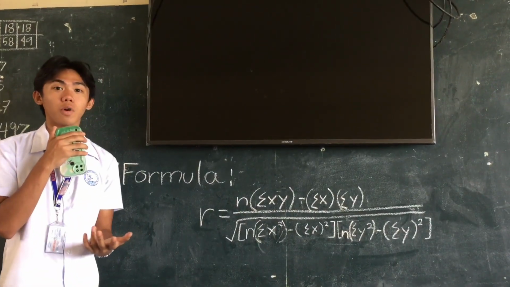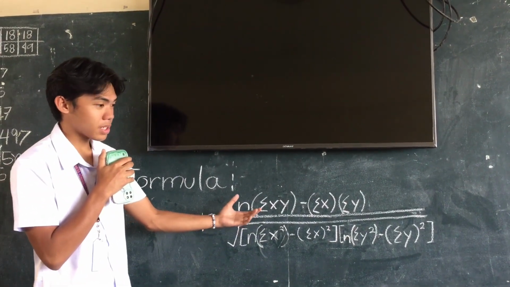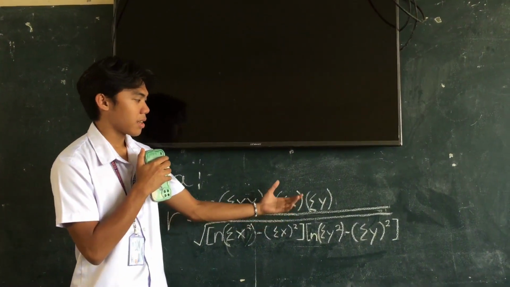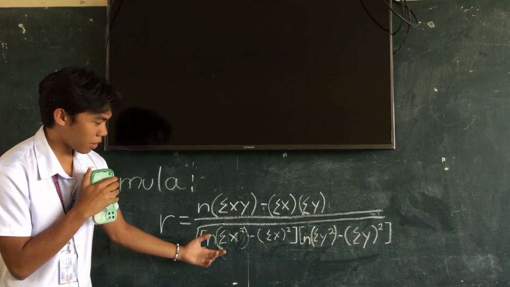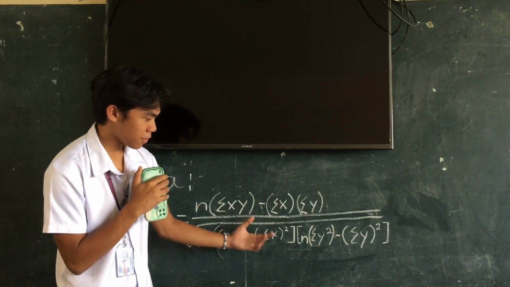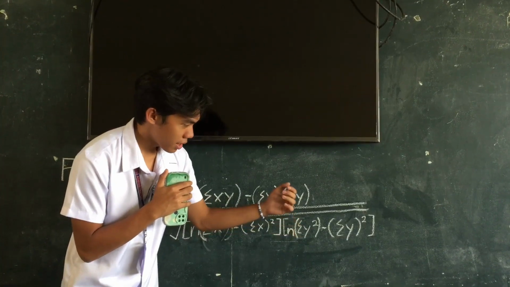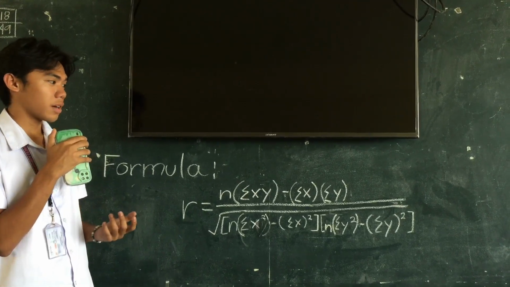So we have here the given formula of correlation. R equals n times the summation of xy minus the summation of x times the summation of y, over the square root of n times the summation of x squared minus the summation of x squared, and n times the summation of y squared minus the summation of y squared. So that's the formula to find the correlation. We already know the formula, and we already have the summation values from the correlation table.